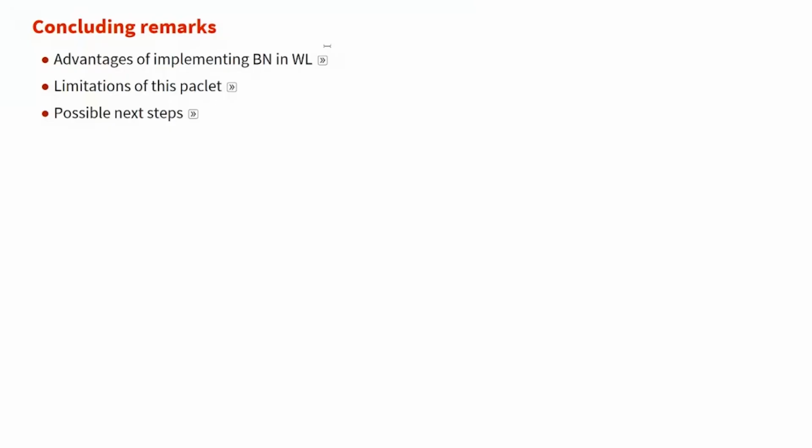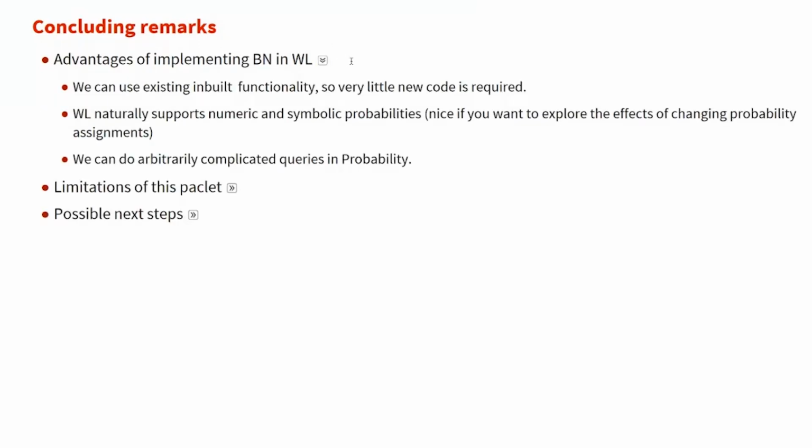So what have I learned from this? There are some advantages of implementing Bayesian networks in the Wolfram language. The nice thing is that we can use existing inbuilt functionality, so very little code had to be written. And also the fact that Wolfram language naturally supports numeric and symbolic probabilities.